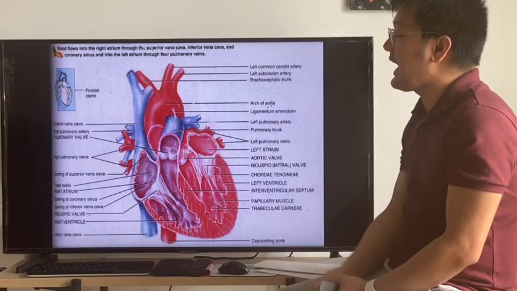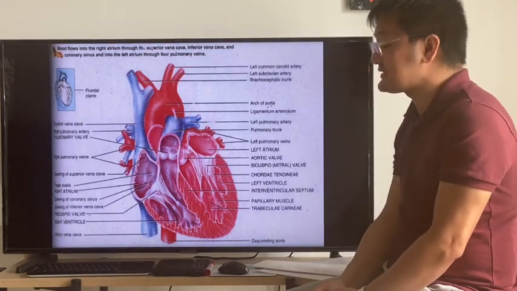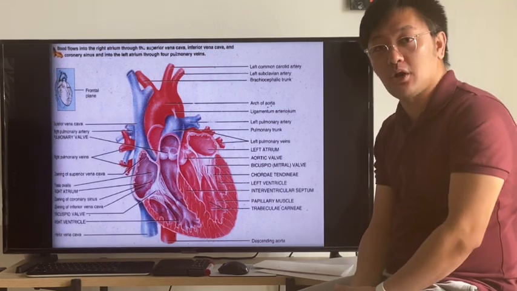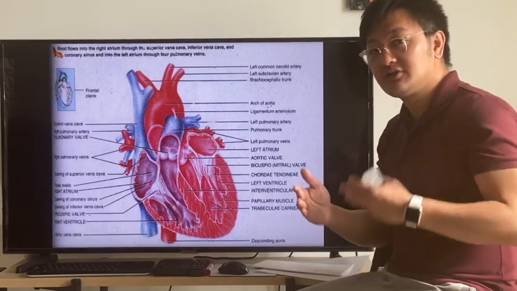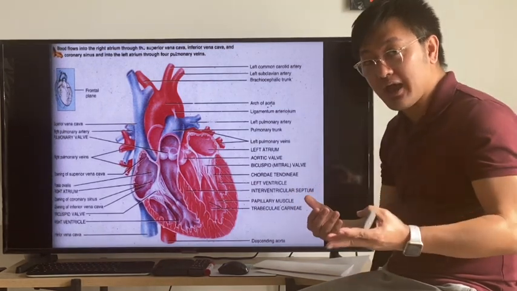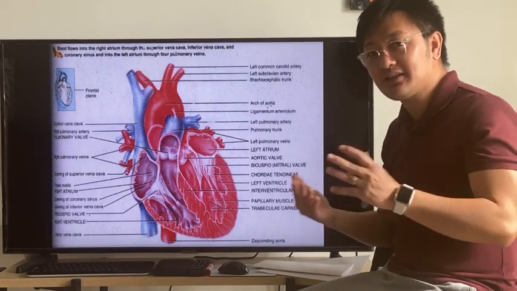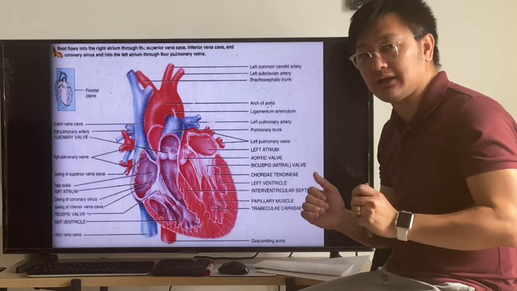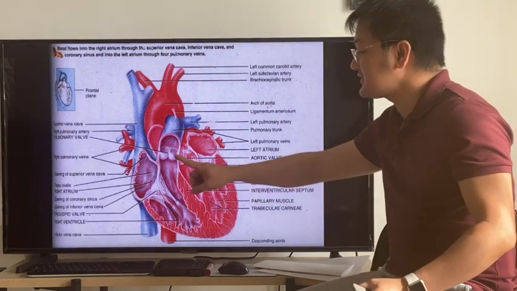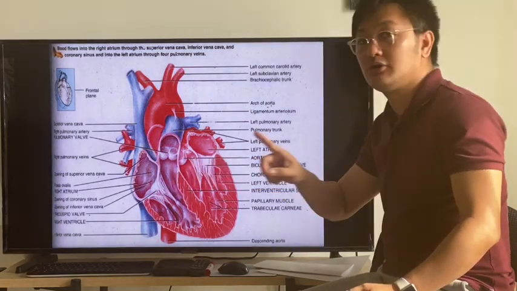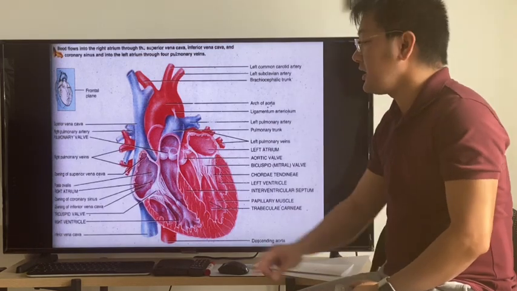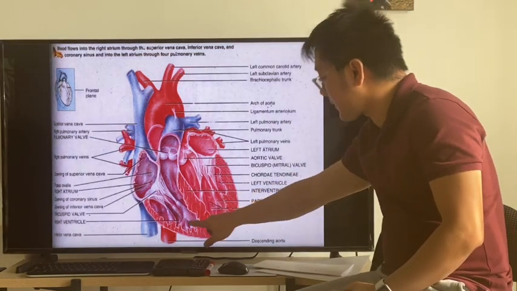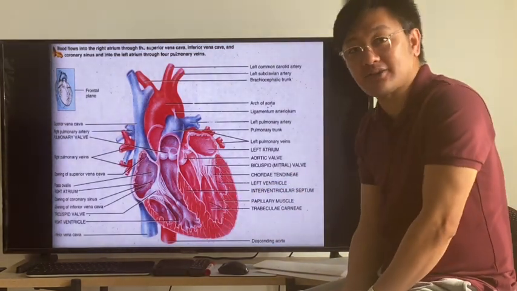Okay? So how will we know that there is atrial enlargement? How will we know that there's ventricular enlargement? Just a recap. The P wave represents atrial activity. The QRS represents ventricular activity. That is why if you suspect an atrial problem, check the P wave. If you suspect a ventricular problem, check the QRS complex.